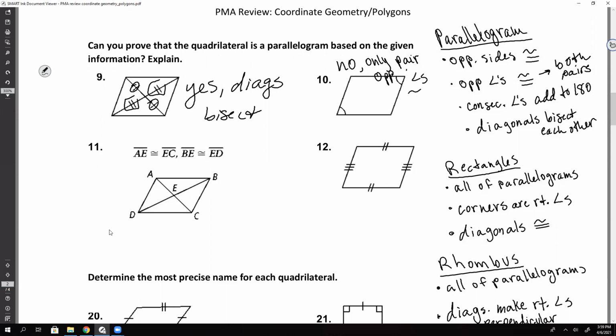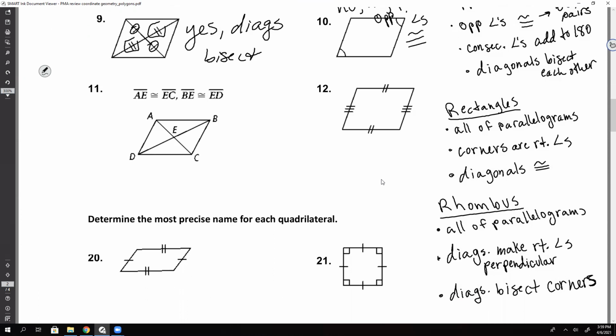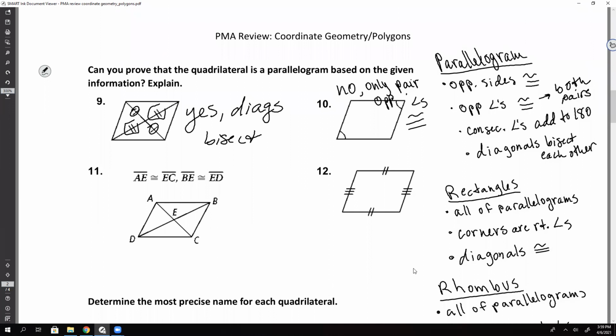Opposite angles congruent. So then 11, 12, y'all will have to go through there. And again, for 9 through 12, you're looking at parallelogram.